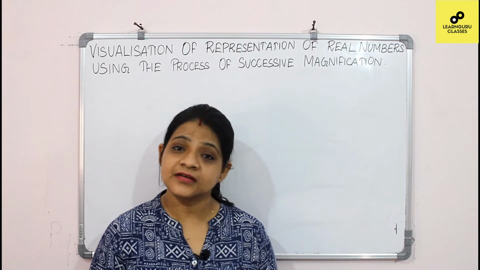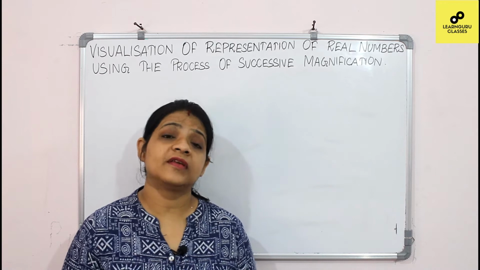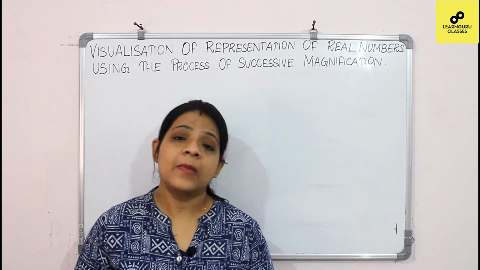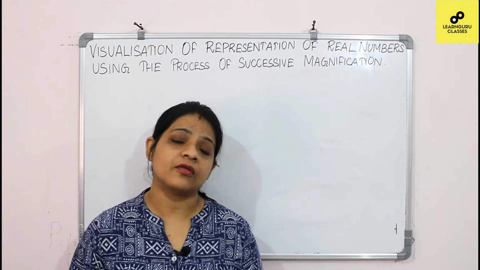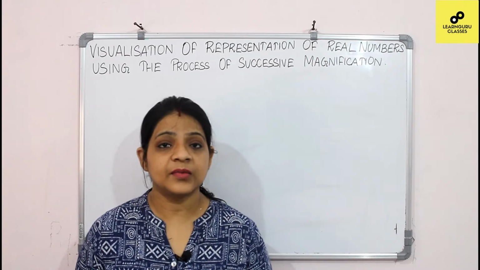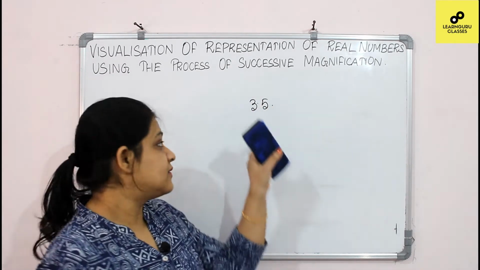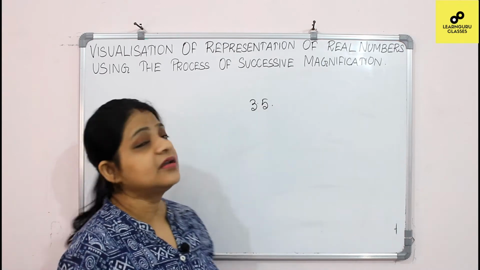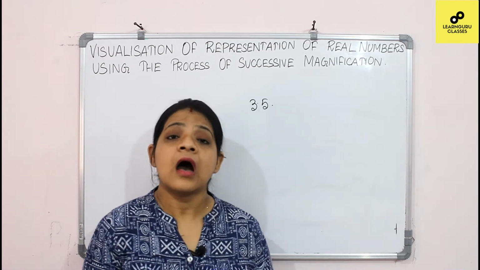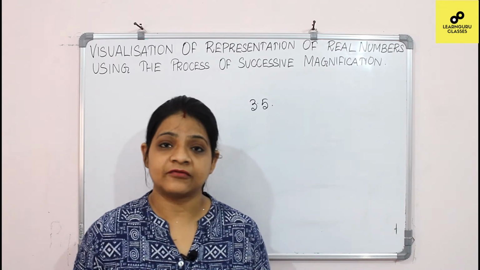We have already discussed the number line, its importance, and how to represent integers, fractions as well as decimals on the number line. But the representation of decimals on the number line was restricted to one single digit after the decimal point. For example, 3.5 is a decimal number where only one digit, that is 5, is after the decimal point. So today we are going to discuss how to represent decimal numbers with multiple digits after the decimal point.